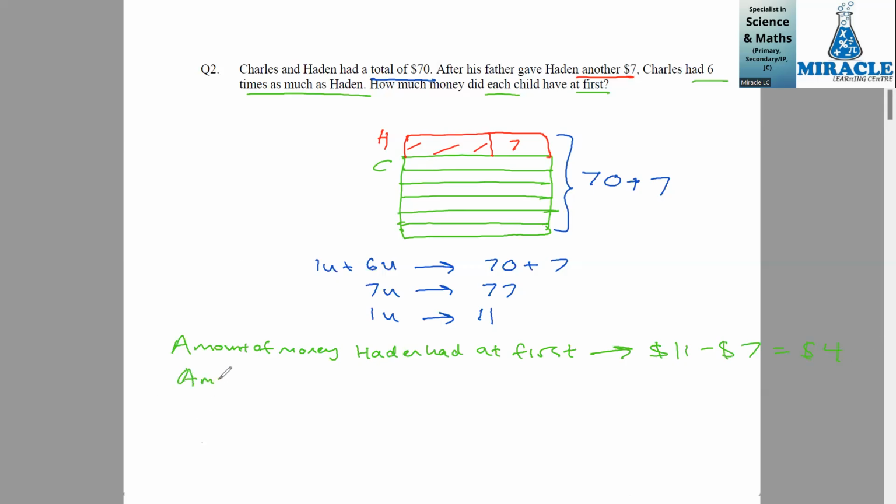And the amount of money Charles had at first would be 6 units. So that is $11 times 6, and this gives us $66. So these two answers are your final answers.